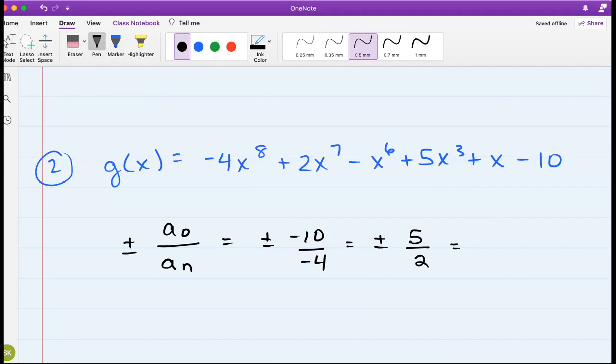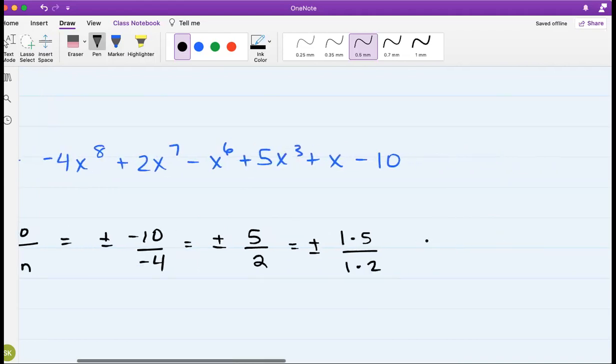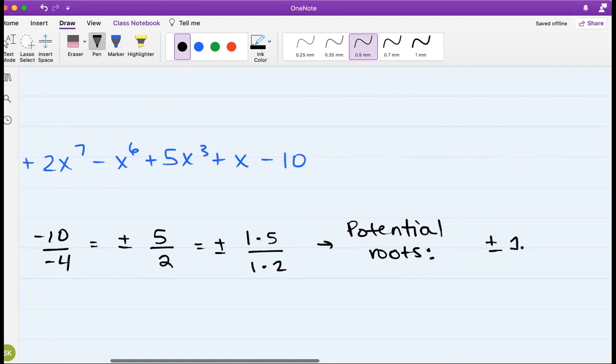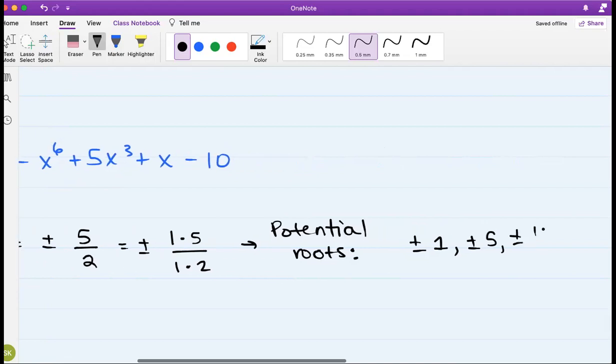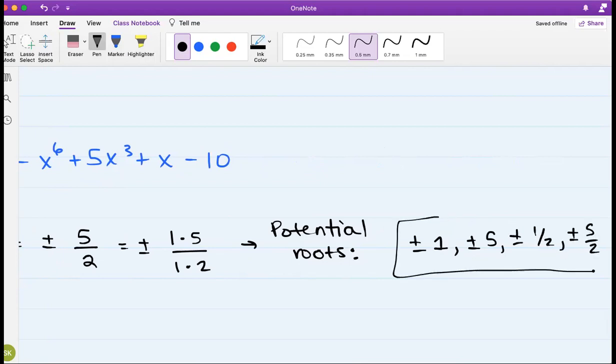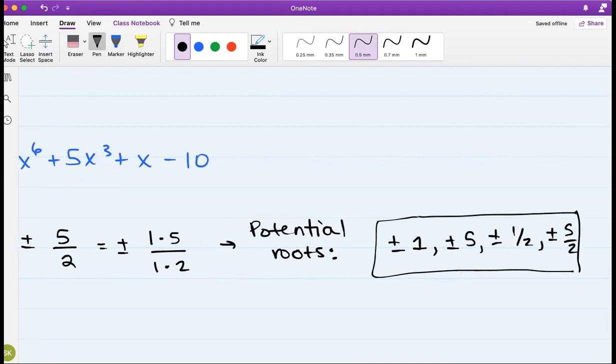So now let's write all the factors of 5. Well, that's just 1 and 5. And the factors of 2 are 1 and 2. So all potential roots are plus minus 1, plus minus 5, because I have 1 over 1. Then I have 5 over 1. And then I have 5 over 2 and 1 over 2. So those are all the possibilities when it comes to rational roots.